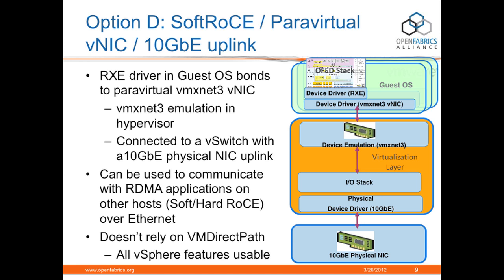So this is option D, which is about talking between hosts, a virtual machine on one host to a virtual machine on the second host, or a physical machine. As I said, it doesn't rely on DirectPath, so you get back all your features from VMotion as VM.